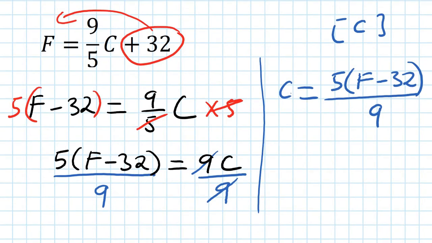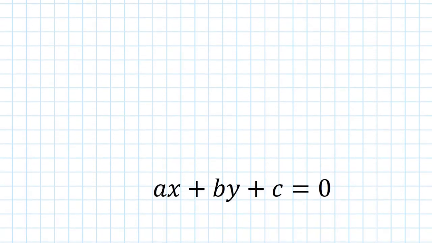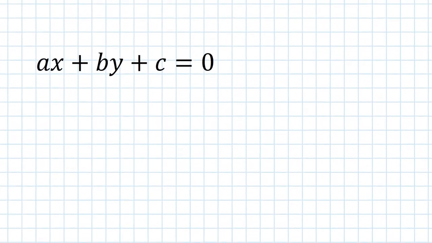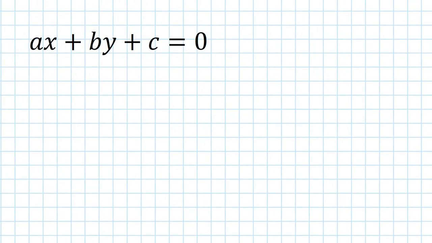Let's move on to the next one. This one is ax plus by plus c is equal to 0. In fact, this is the general equation for a straight line. Let's make x the subject, in other words, solve for x.